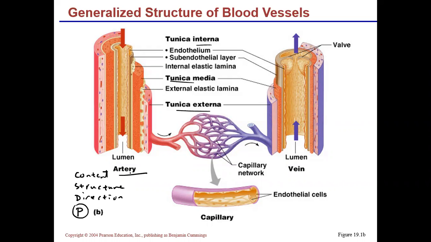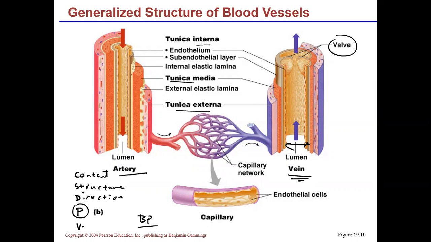We looked at the factors helping out this low pressure of veins. That would be the diameter, the valves, the respiratory pump and the muscular pump. So we discussed that as well. We discussed velocity. We discussed factors affecting the blood pressure.